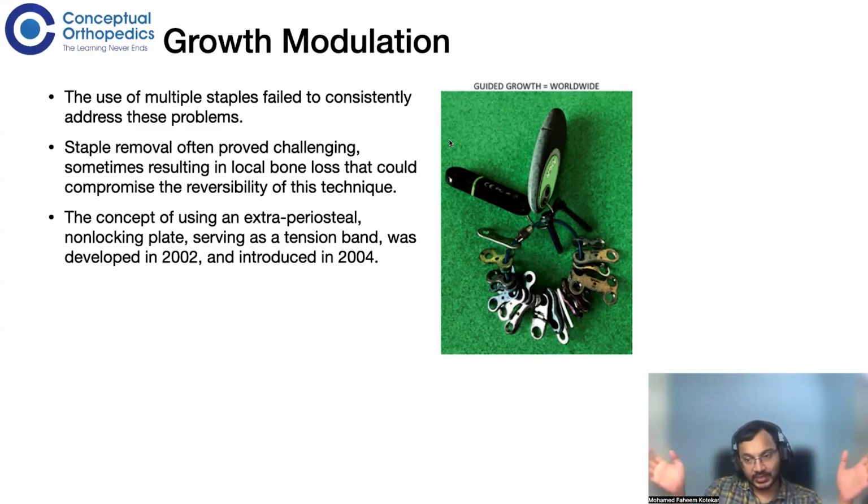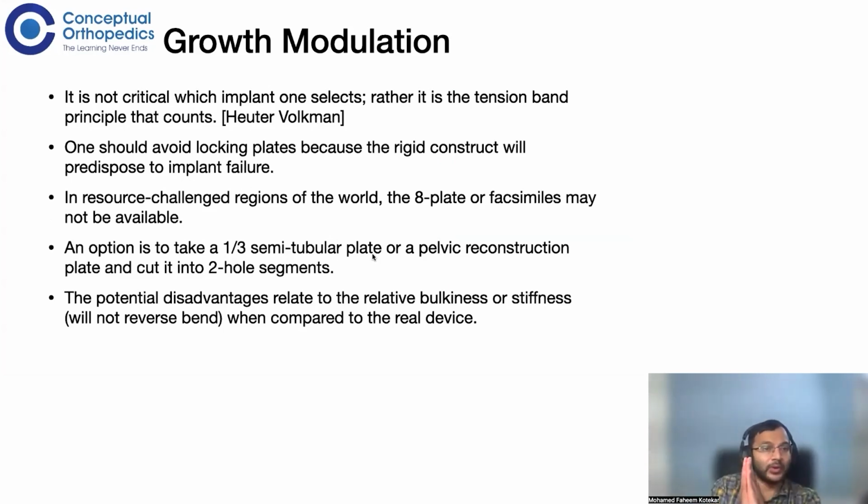So Peter Stevens is given the credit for this. So they come with 2 holes and 4 holes. As you see here on the right hand side, you have a quad plate and a 2-hole plate, and they all have a hole in the center. So we'll come to, of course, is to center it over the physis. Okay. Now the quad plates are stronger plates compared to the dual hole plates or the 2-hole plates. Okay. Now it is not critical which implant one selects. Okay. It is the tension band principle that counts.